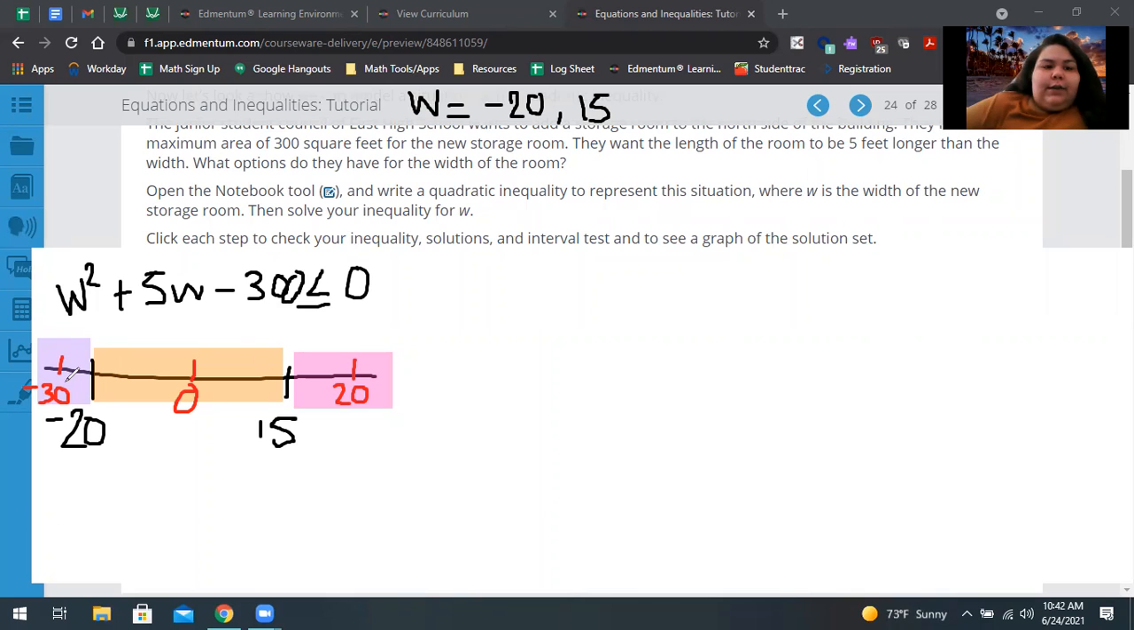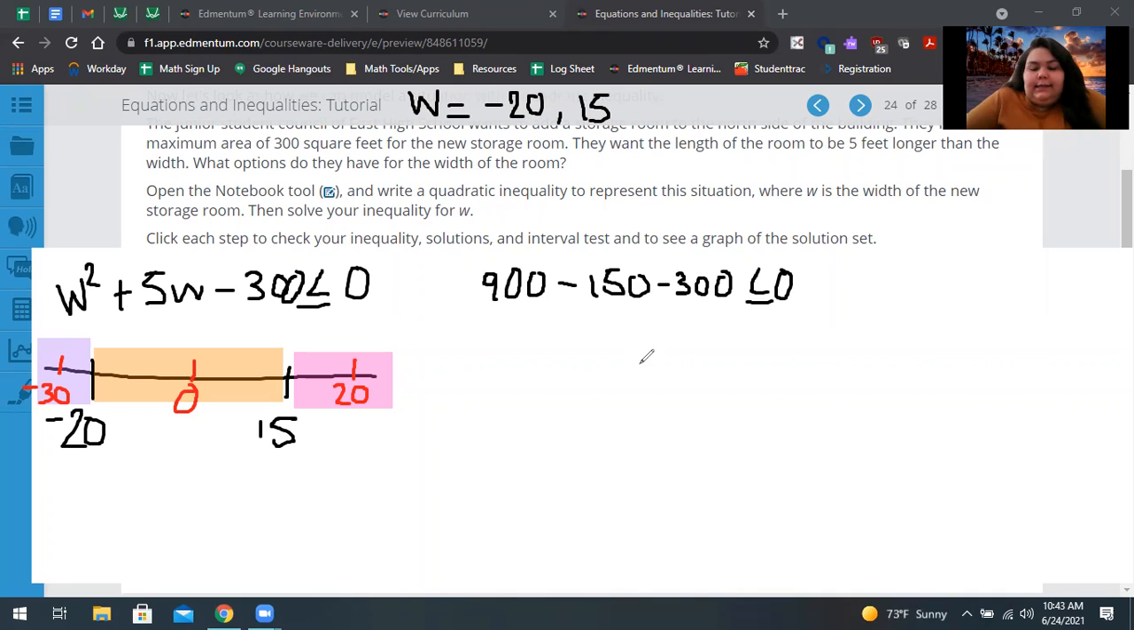So let's try out -30. -30 squared is 900, positive 900, minus 150 minus 300 is less than or equal to 0. So that's already me substituting -30 for W and already multiplying some things out. So we get 900 minus 150 minus 300, we get 450. So the question is, is 450 less than or equal to 0? Is that true or false? Well, positive 450 is not less than 0, so this is false. So this area doesn't work.